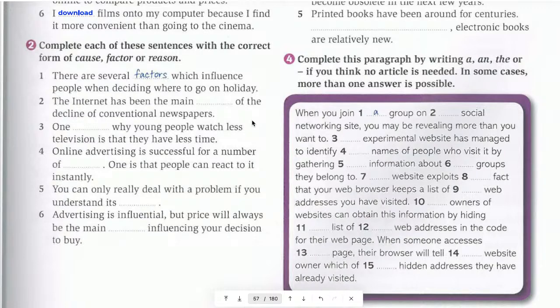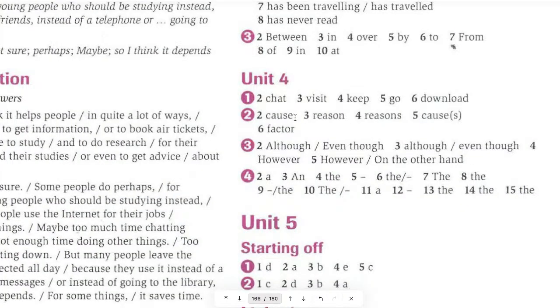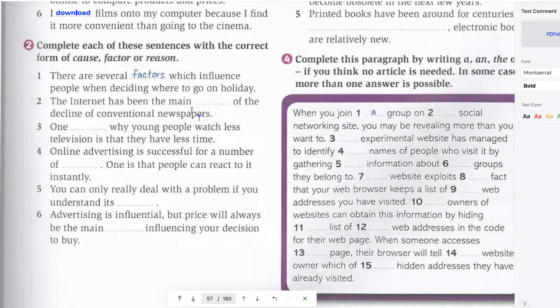Finished? Yeah? Okay. Now number 2, the internet has been the main blah blah blah of the decline of conventional newspapers. The main what? The answer for number 2 is cause. Alright.